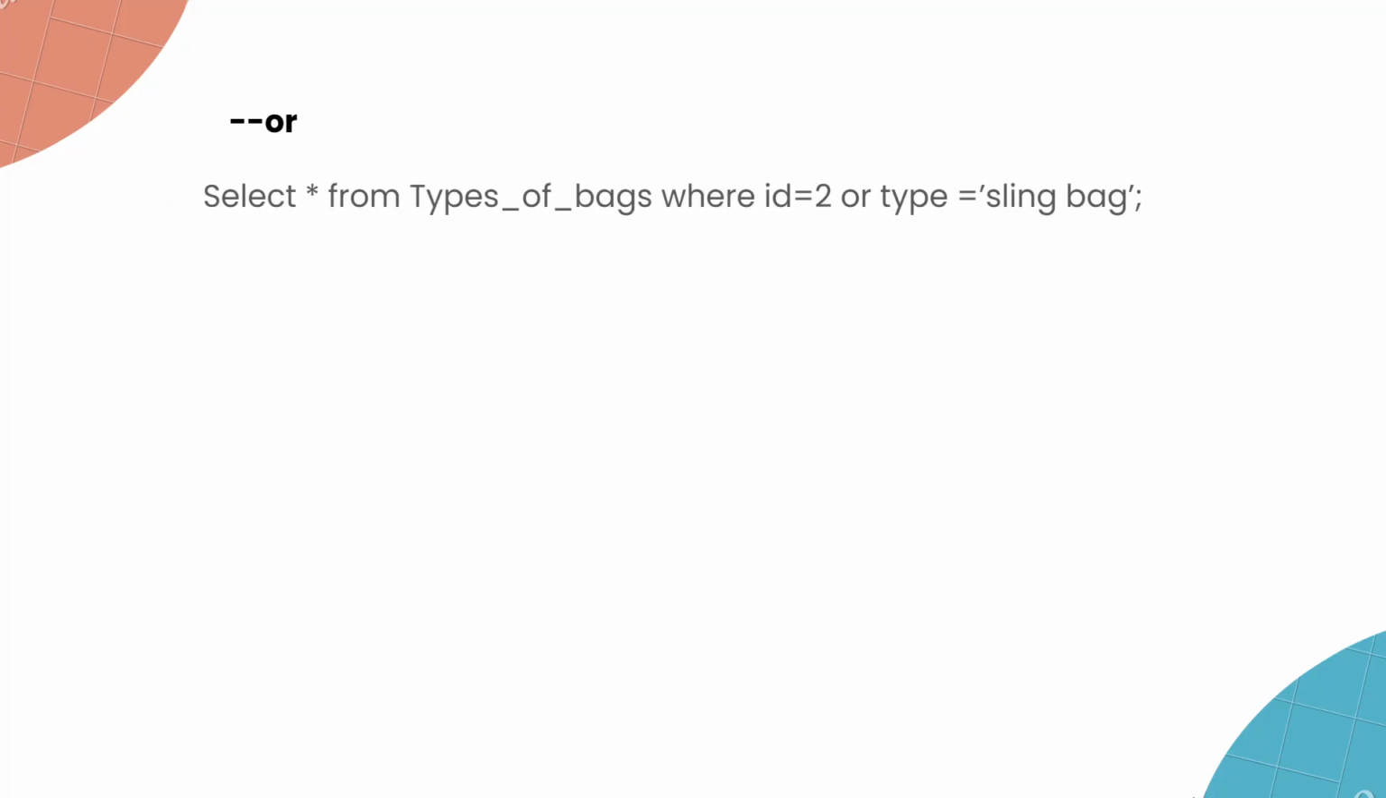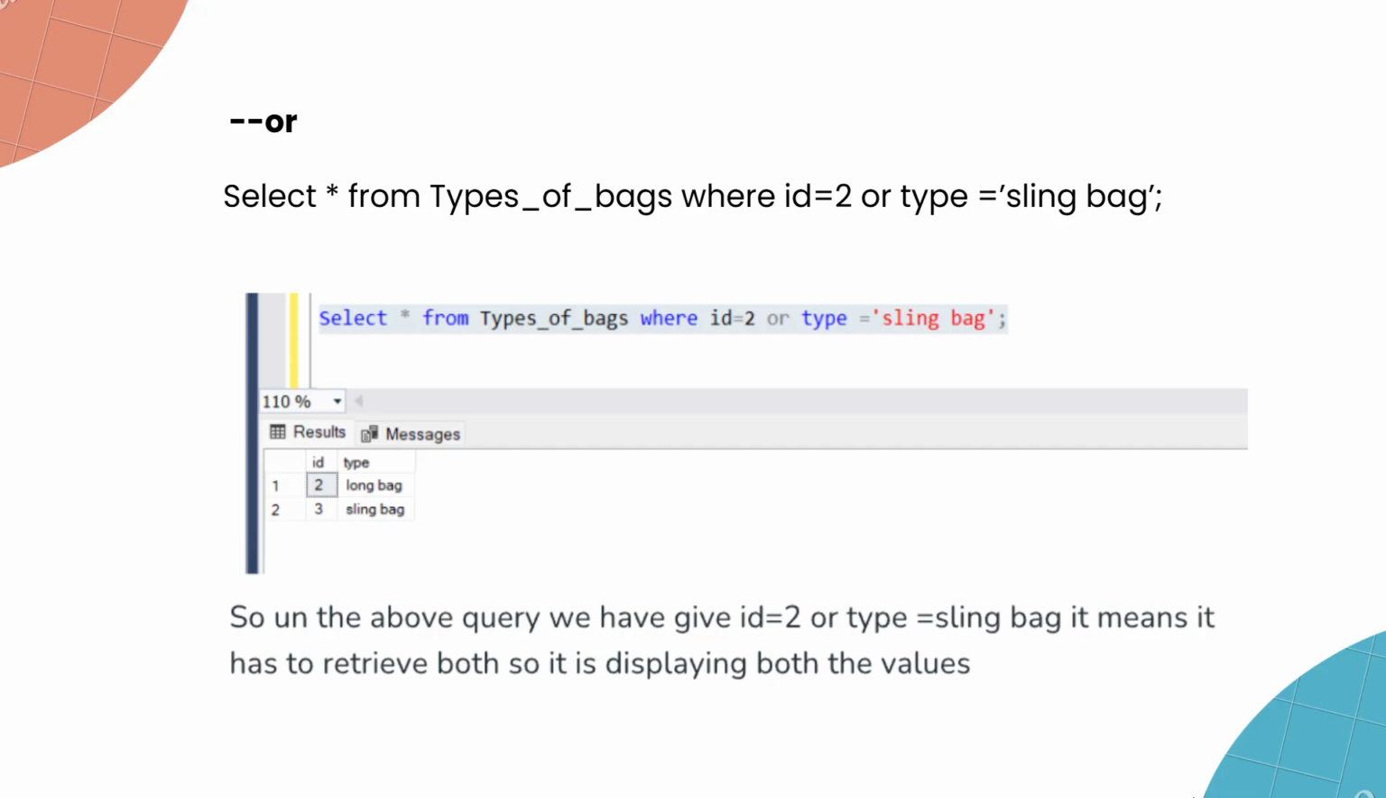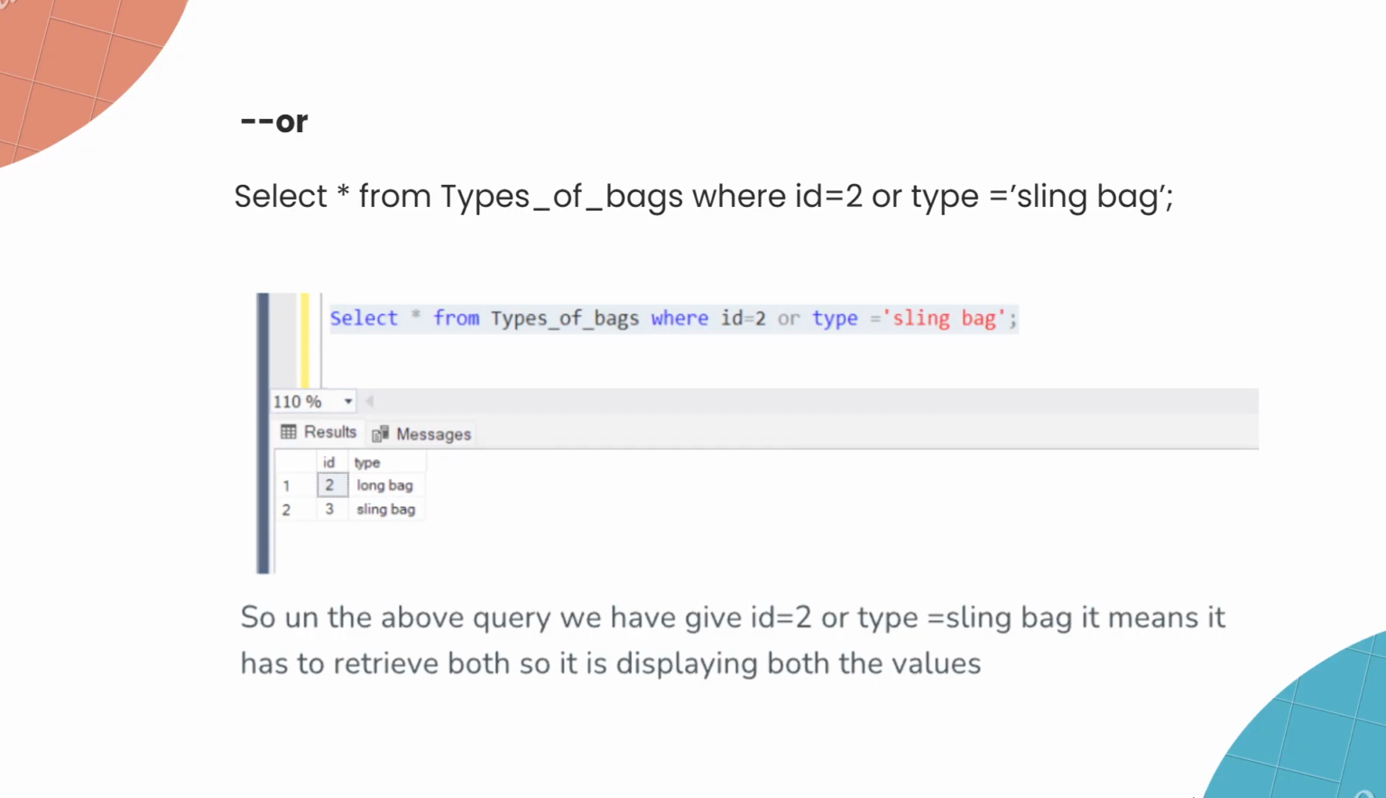Here is an example of the OR clause. Select star from types_of_bags where id is equal to 2 or type is equal to sling bag; semicolon. In the above query, we have given id equal to 2 or type equal to sling bag. It means it has to retrieve both, so it is displaying both the values.